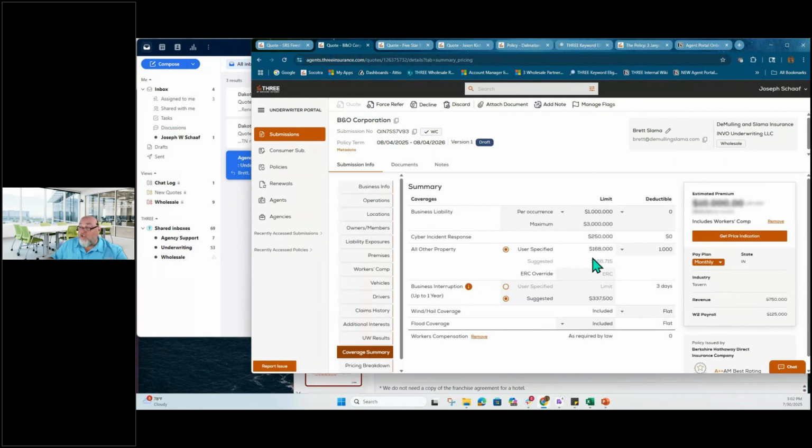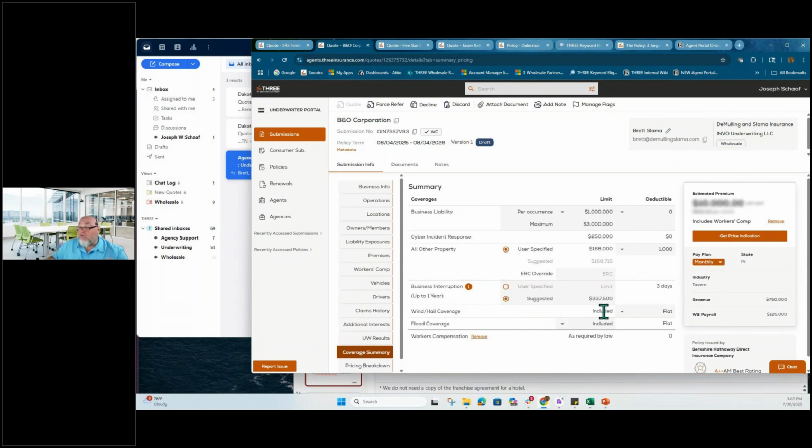You can change deductibles in our system right here. You see we can go all the way up to $75,000. You can change business interruption. Right now, this is suggested business interruption here. You can put a user specified amount on there if you wanted to. You type in the amount here, 100,000, whatever. And then that's all you have got to do. I'm going to take that out though, because this is still technically a live draft.